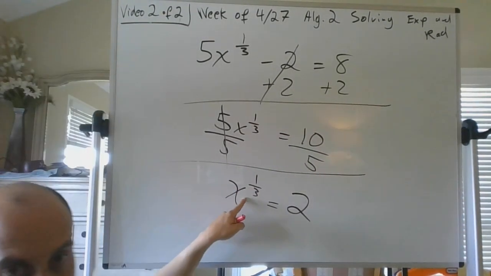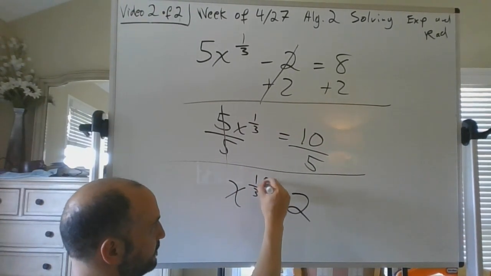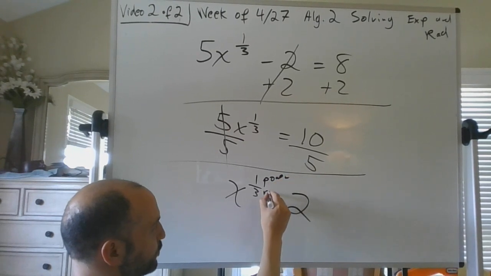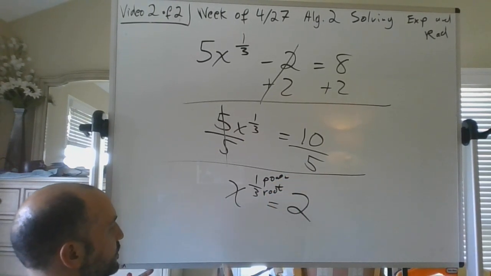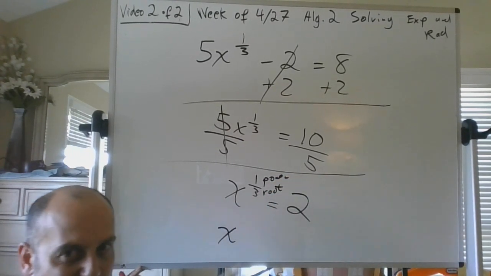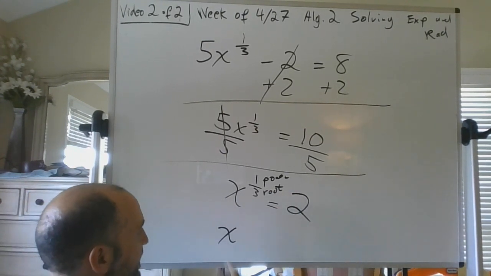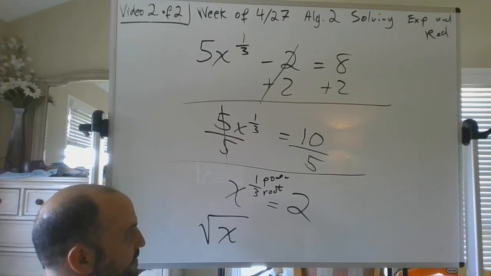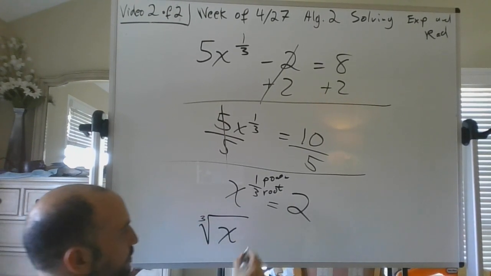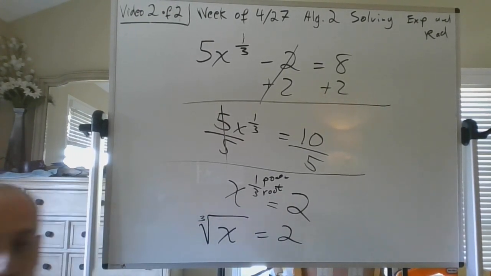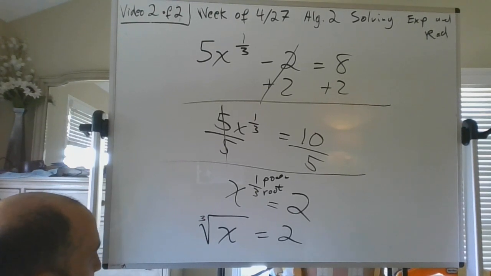Now, let's rewrite this. Remember, power of 1 and the root of 3. So it's going to be x to the power of 1, which I don't really need to write, okay? Because x to the power of 1 is just x, doesn't change anything. But the root is not going to be a square root this time. It's going to be a cube root, or a third root, equals 2.